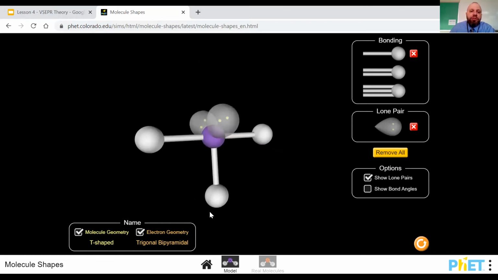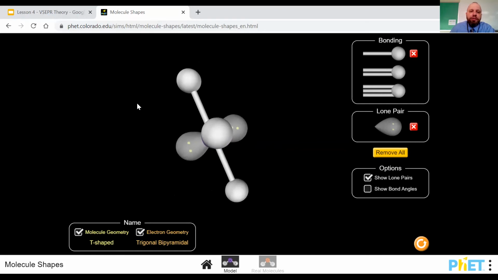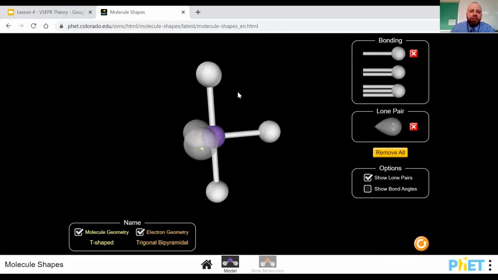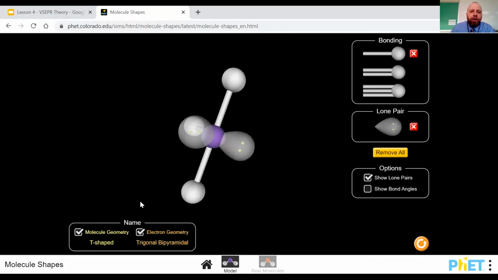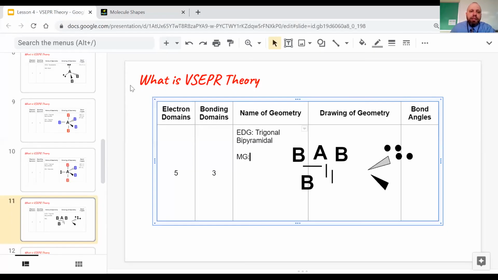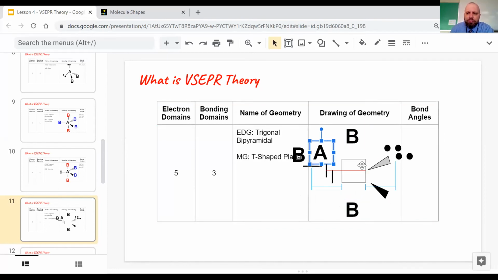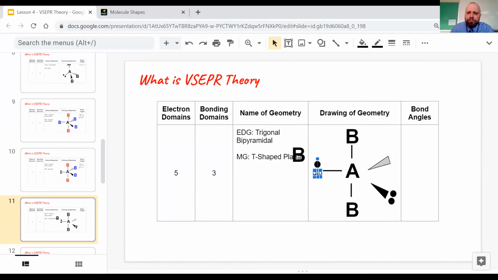So just moving that around, this is called T-shaped planar because they're all in the same plane, as you can see right from that angle. And we're going to draw this so that we have 1 pair of electrons to the left and 1 pair of electrons coming out of the plane of the computer at us. So T-shaped planar, and I'll make my drawing now. Okay, so my drawing is complete.